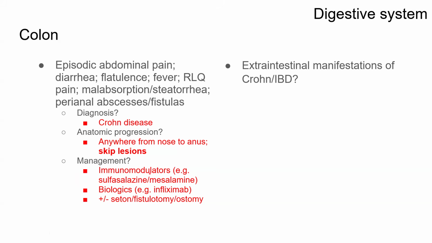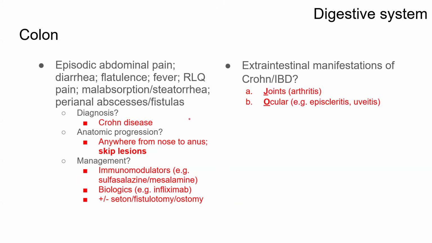Okay, so since we're talking about Crohn's disease, we'll talk about the other. Actually, before we get there, there are also some important extraintestinal manifestations of Crohn or inflammatory bowel disease. One of the very common ones is arthritis, so the joints can be affected.